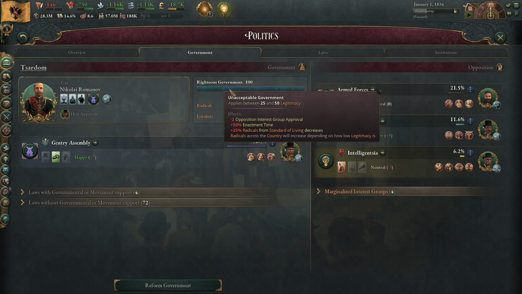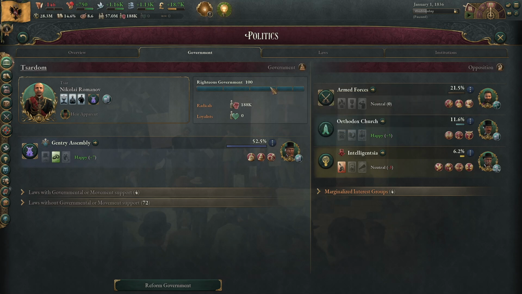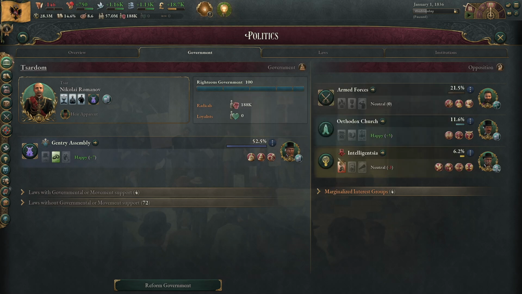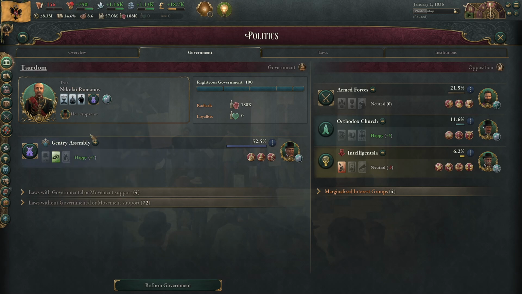One way also that's important is this one, the righteous government. And you want a righteous government because this one gives, as you can see here, 33% loyalists from standard of living increases. And if you have a bad government, you get more radicals. So you want to have this one as high as possible. That's often not so easy, but you can see here that Russia is trying to suppress the intelligentsia, this is how you start as Russia, and the reason is that as they are playing right now, I'm not saying this is a good way, they want only the landowners in government to get a high righteous government, basically.